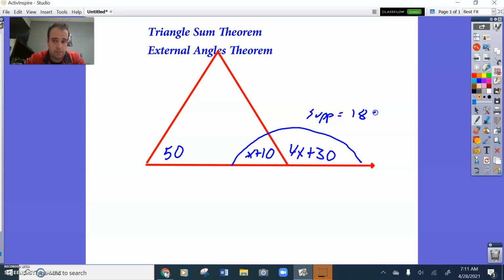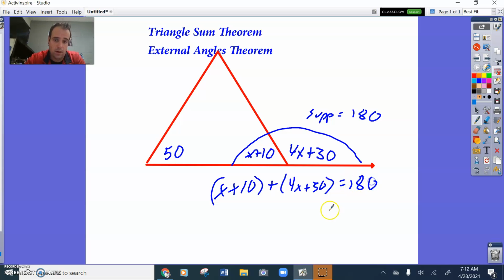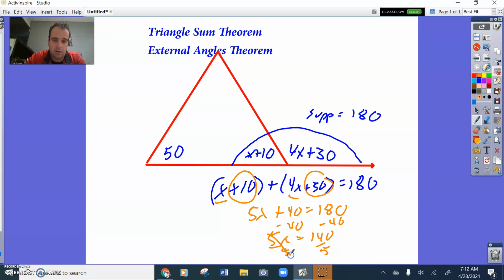This equals 180. So we know that x plus 10, that's the first one, plus the second one, 4x plus 30, equals 180. We can combine like terms here: x's combined with x's, numbers combined with numbers. And we should be able to solve this. Subtract 40. Subtract 40. 5x equals 140. Divide by 5. Divide by 5. 20 and 8, 28. Right? Yes. x equals 28. Great.